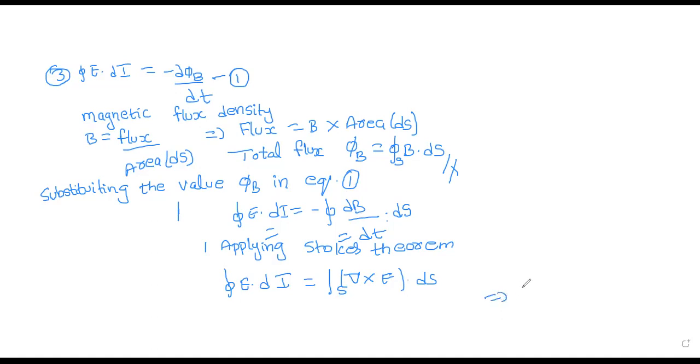So del cross E is equal to minus dou B by dou t. This can also be written as curl E. This is the differential form. Curl E is equal to minus dou B by dou t. Now this is the equation of Faraday's law of electromagnetic induction in the differential form. Here we have used Stokes theorem.